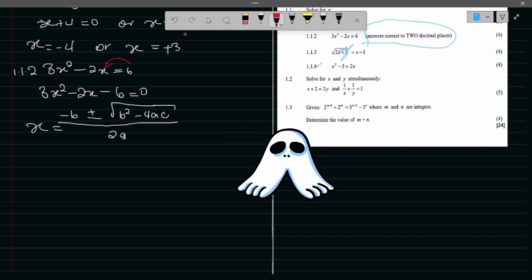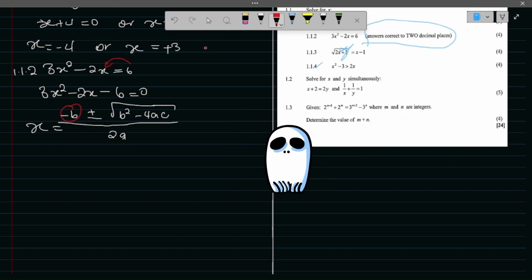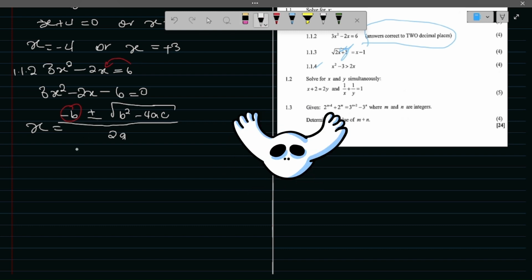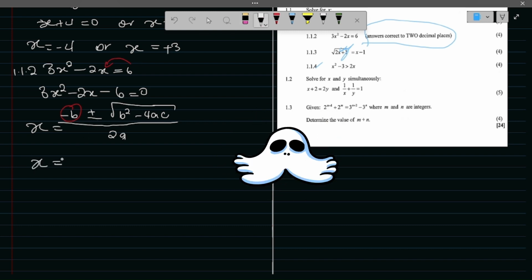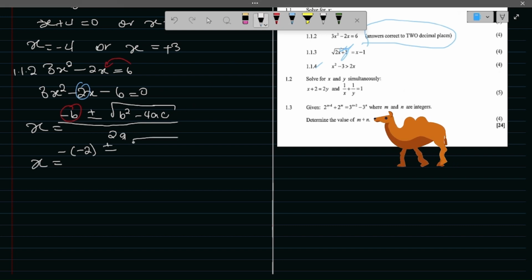Now after we have the quadratic formula, we look for the values in our equation. The value of b is going to be minus 2, because b is the coefficient of x. So it's going to be plus or minus the square root of minus b squared minus 4, and then a. The a is the coefficient of x squared, so we take a there.